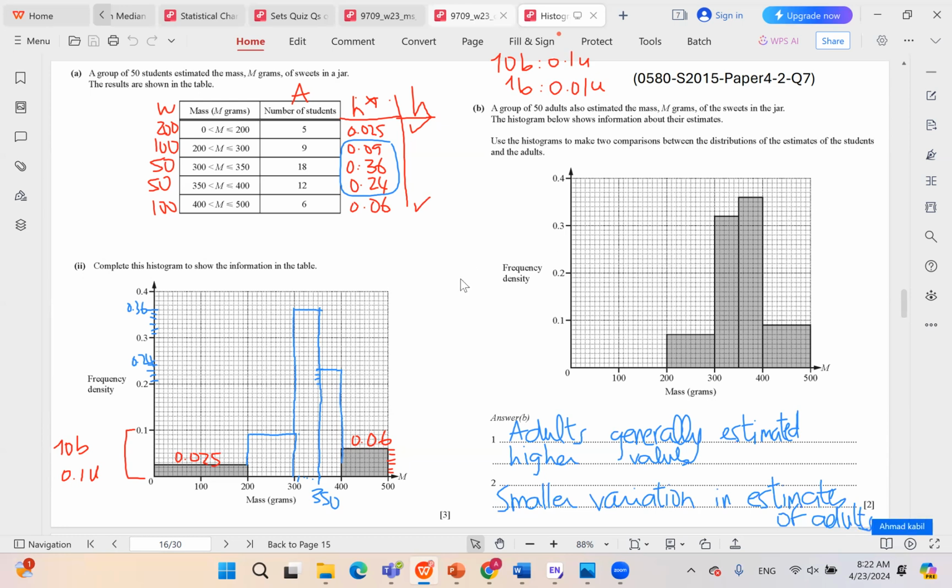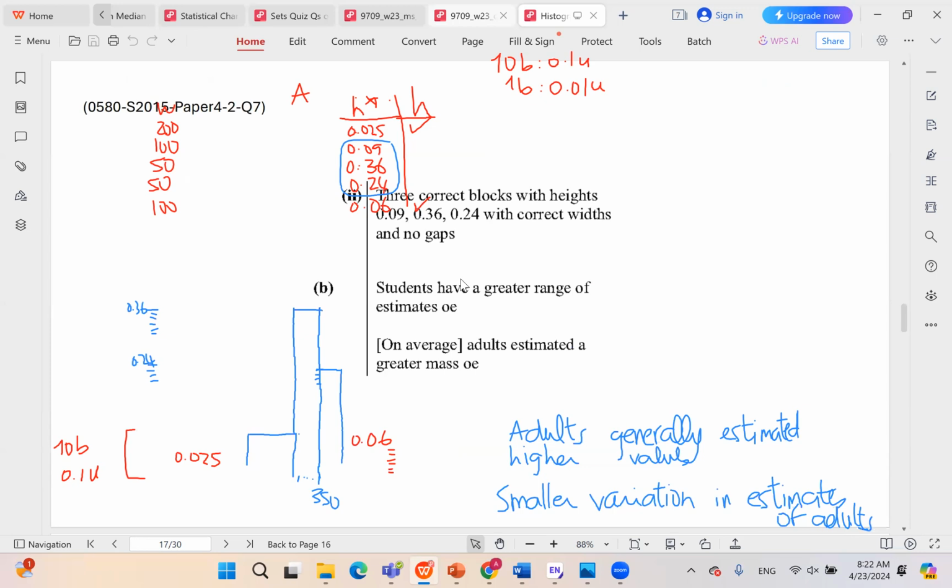Now let's check the marking scheme. So, excuse me, the heights were supposed to be 0.09, 0.36, and 0.24. This is correct. In B, students have a greater range of estimates, which is the same as saying adults have a smaller variation in estimates. And on average, adults estimated a greater mass. So this seems to be correct.